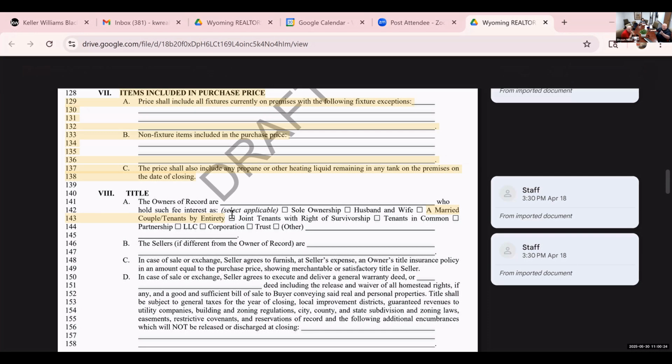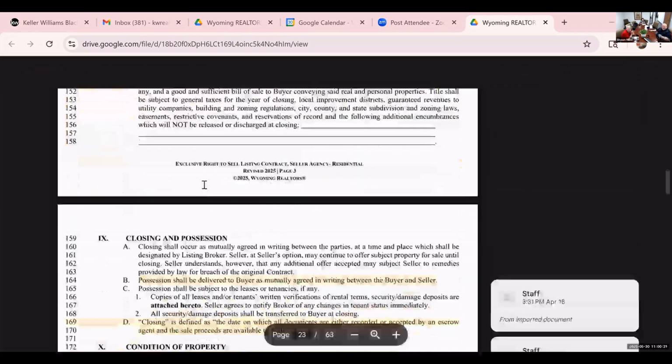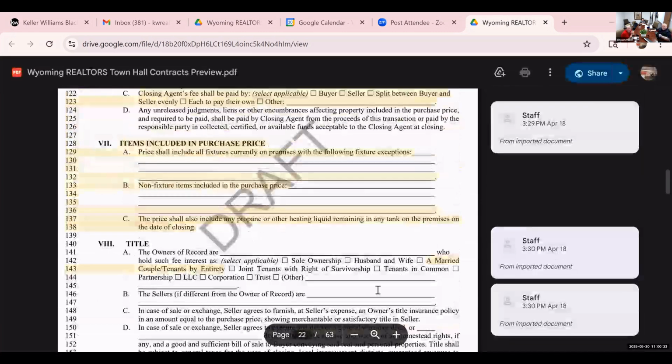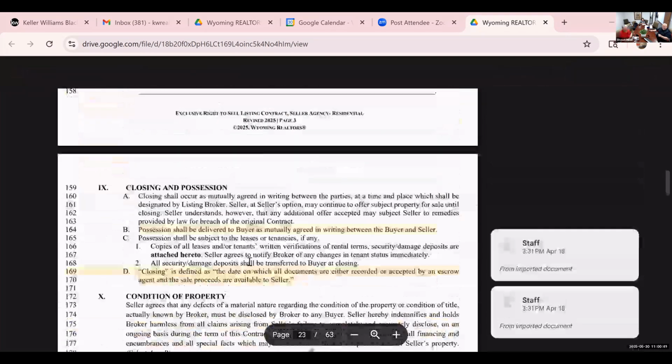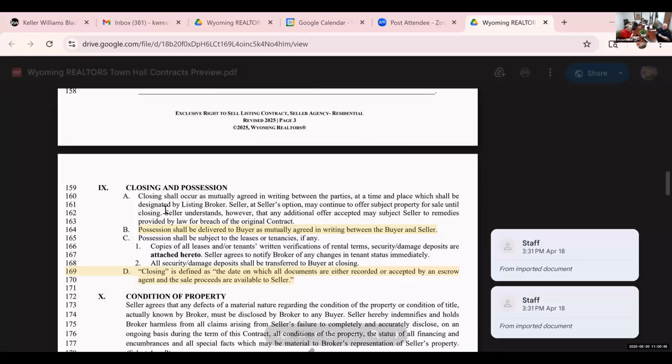You could own as husband and wife before, but it didn't have survivorship listed on here, which is what that version is. Well, married couple also now addresses fair housing, because you can be a married couple and not necessarily husband and wife. Yep, fair. That's probably one of the reasons it changed.